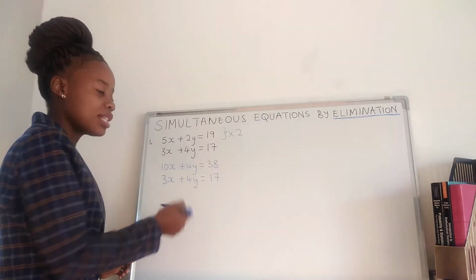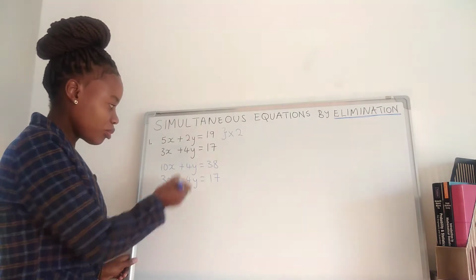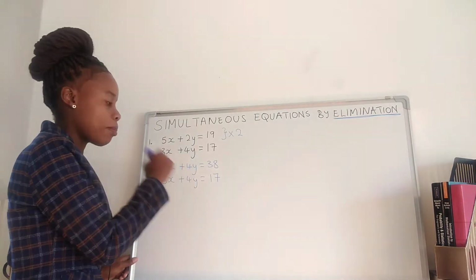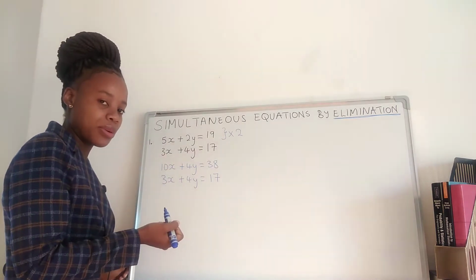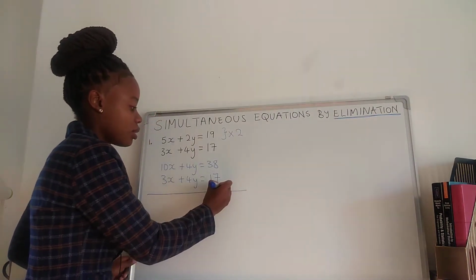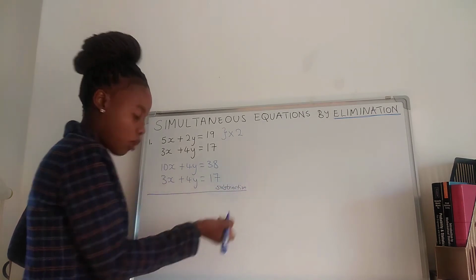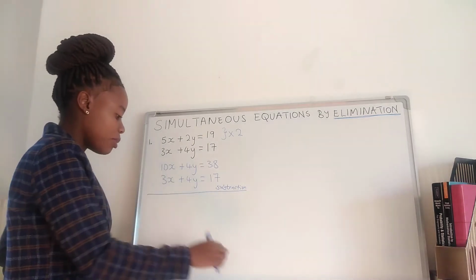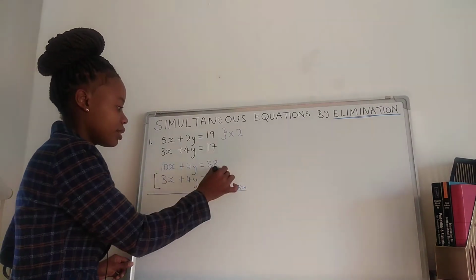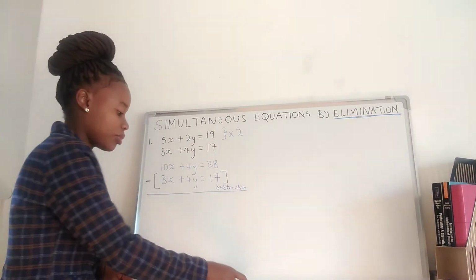We want to eliminate y, okay? So in this case, we're going to subtract, because when we say 4y minus 4y, we get 0, okay? So we're going to subtract. You can write subtraction here, or you can make something like this, and then we say subtract, okay?